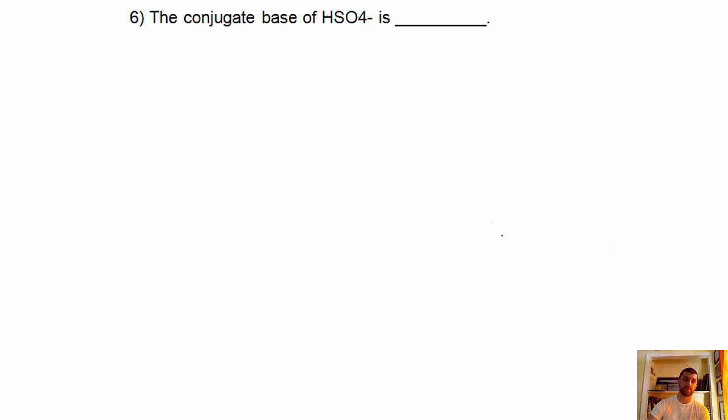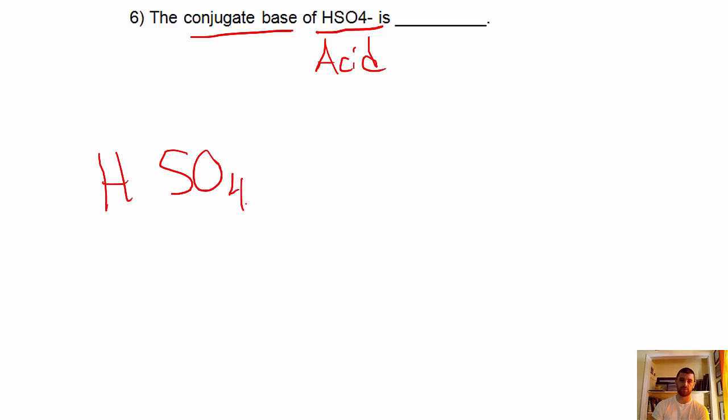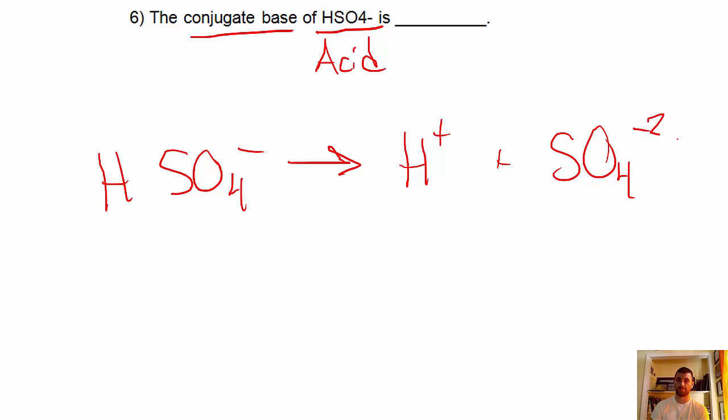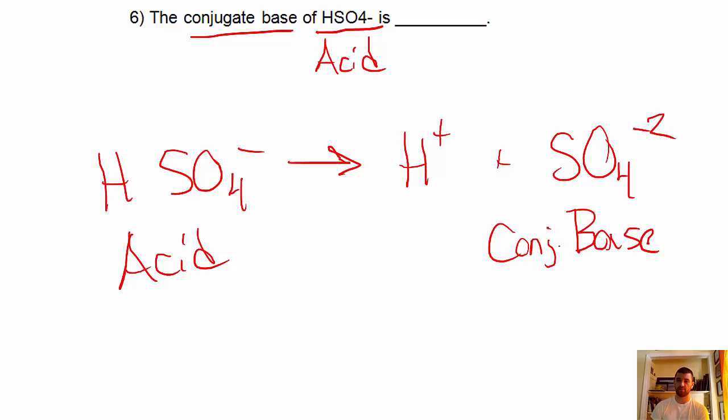Number six, the conjugate base of HSO4 minus is, all right, well, if we're looking for the conjugate base, then the HSO4 minus must be the acid, which means it's giving off an H plus or a proton. So we would have something that looks like this. All right, well, if this was the acid, then this is the conjugate base. Because again, if you looked at the reverse reaction, it would be what's accepting the H plus.